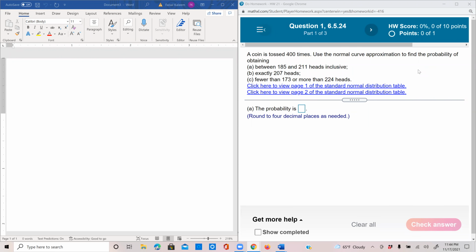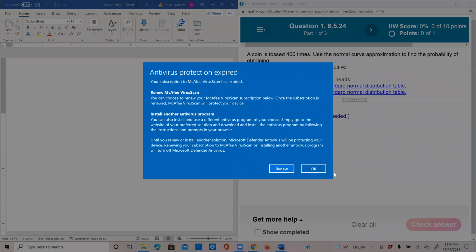A coin is tossed 400 times. Use normal curve approximation to find the probability of obtaining between 185 and 211 heads inclusive.